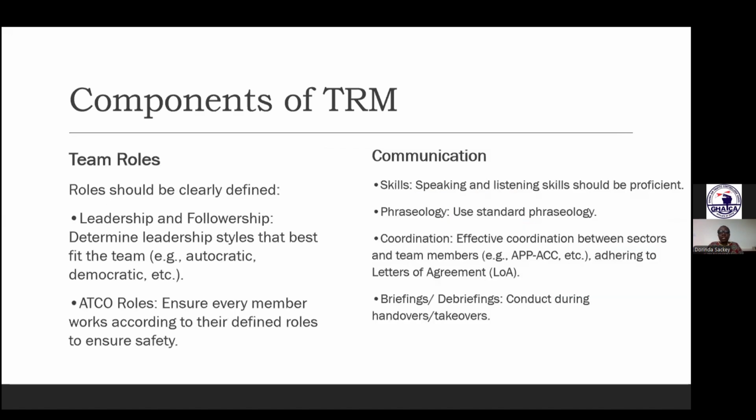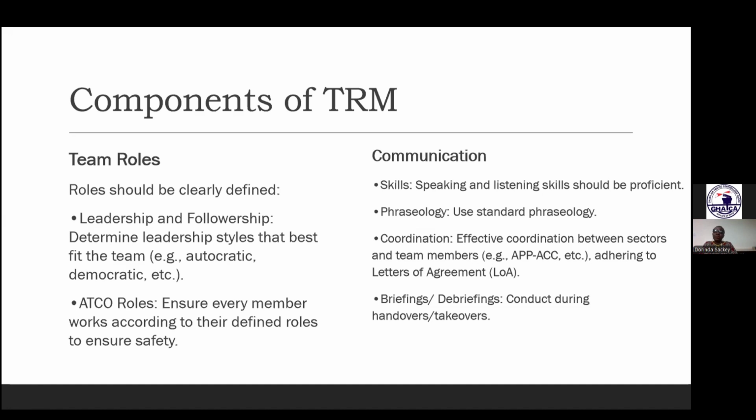Team roles. In a team, roles have to be defined so that members are able to follow leadership styles that fit the team should be recognized and ensure every member works according to their defined roles.